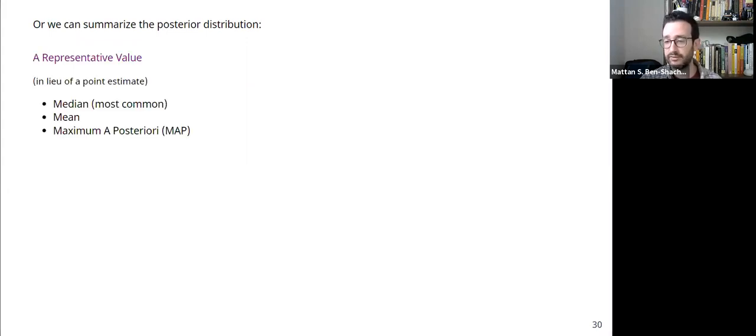We can use a representative value, which isn't a point estimate. It's just some value that we're choosing to be the most representative. Some options are the median, that is the value above which 50% of my posterior lies, and under. Another option is the mean. And another option is the maximum a posteriori point, which is the value that is most probable in my posterior distribution. The most common of these is to use the median, and that is what I will be using here.